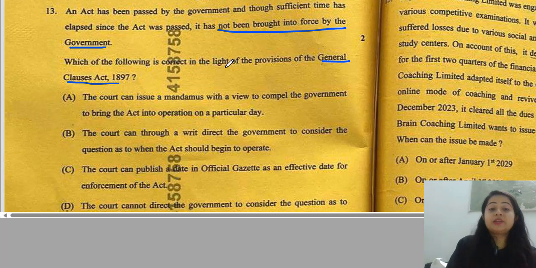So, what is happening here? The government has passed an act, but it has not enforced it. It has not placed a date on which it is going to be implemented. So, can the court do anything about it? What does the General Clause Act say?